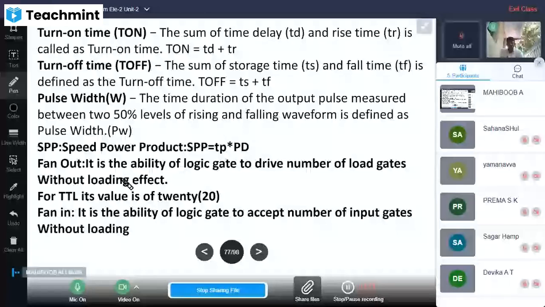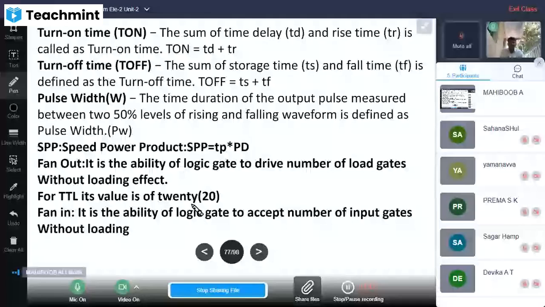Fan out is the ability of the logic circuit to drive a number of load gates without loading effect. How many load gates can be connected or driven without any effect? It gives a status of the output of the logic circuit. For TTL, its value is generally 20. Up to 20 loads can be connected.